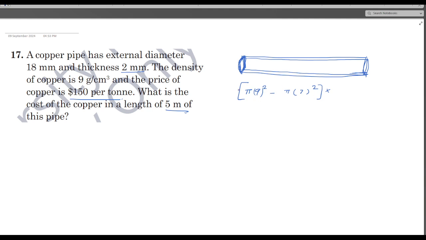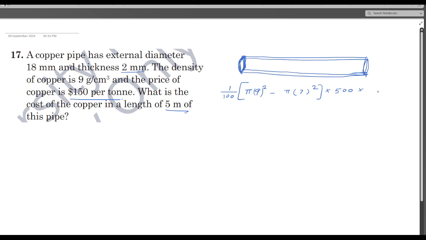So to convert it in centimeter, we divide by 10, because 10 mm is equal to 1 centimeter. Okay, so we have to convert in square. So 100 mm square will be equal to 1 centimeter square. So to convert mm square to centimeter square, I will divide it by 100. So this is my cross section area, and then the length, which is 5 meter, I will convert in centimeter. It will be 500. So this is my total volume.